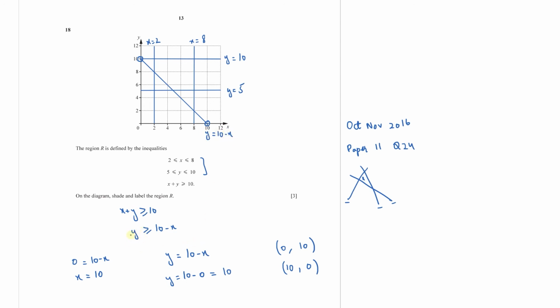But your region R is defined by y is greater than or equal to 10 minus x. So your region R will be above this line and within this triangle. So this will be your region R, this whole area. So this is represented by R. So that's how you will solve this question.